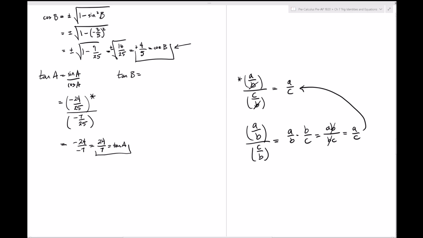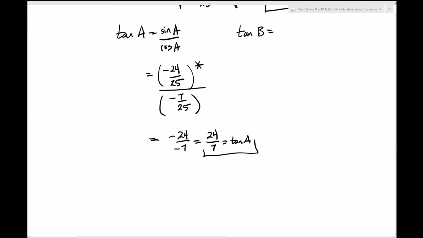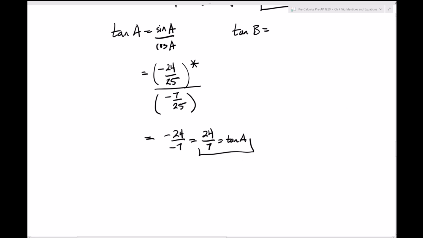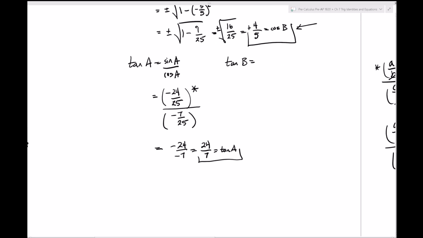So it's a shortcut I know, and I use a lot. So I definitely used it here. They had the same denominator, 25 and 25. Kill the denominators, just write the numerators over each other in that same order. And then the negatives cancel out. See if the same thing happens with tangent b.